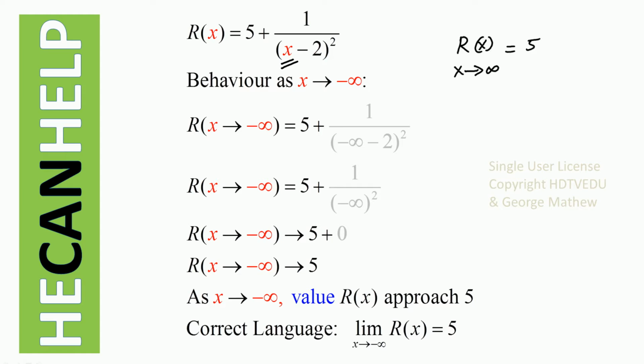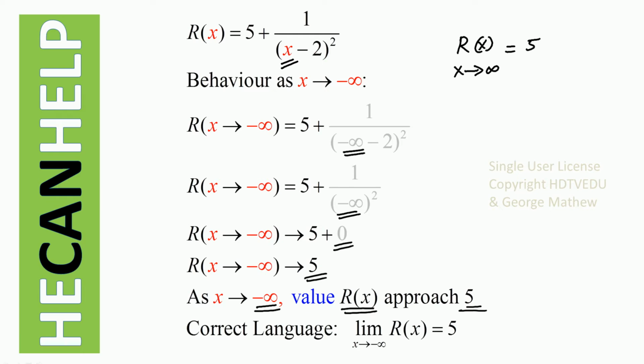You agree that as x approaches negative infinity, r of x is going to approach 5, correct? So let's substitute all the information that we have. Negative infinity is not a number, so we can only say that as it approaches negative infinity, we have 1 over a very big number, and that will be 0. And what is 5 plus 0? 5. So as x approaches negative infinity, the value of r of x approaches 5.